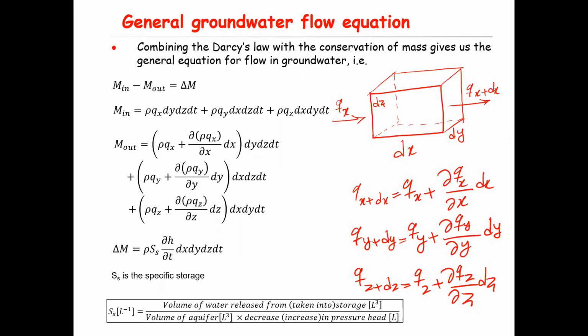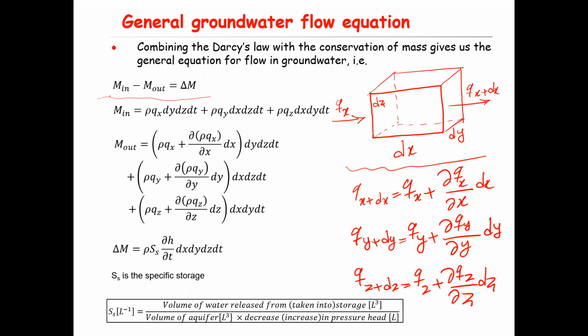Okay, so by combining Darcy's law, which we discussed in previous lectures, and the conservation of mass, we can derive the general equation that is used to describe flow in groundwater. If you consider this control volume here, using conservation of mass, you can write M in minus M out is equal to delta M.